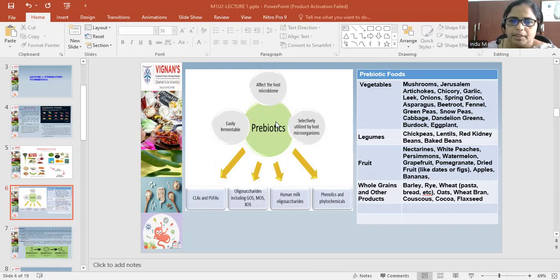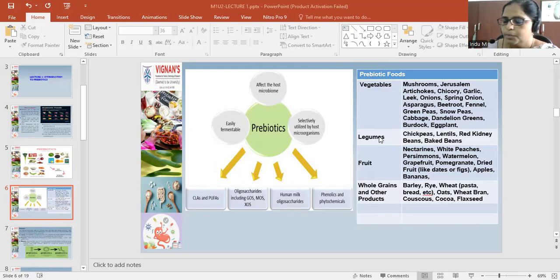So these prebiotics, if you see, they affect the host microbiome, are easily fermentable, and are selectively utilized by the host microorganisms. And because of this, they produce ELAs and PUFAs, oligosaccharides including GOS, MOS, and XOS, that is the xylo-oligosaccharides, human milk oligosaccharides, phenolics, and phytochemicals. So all these come under the prebiotic category.